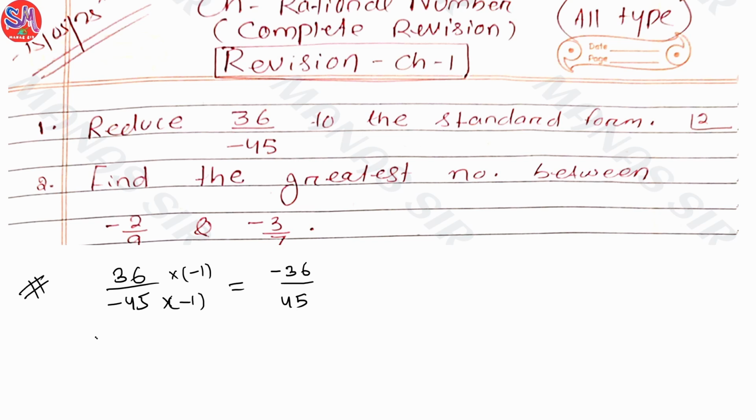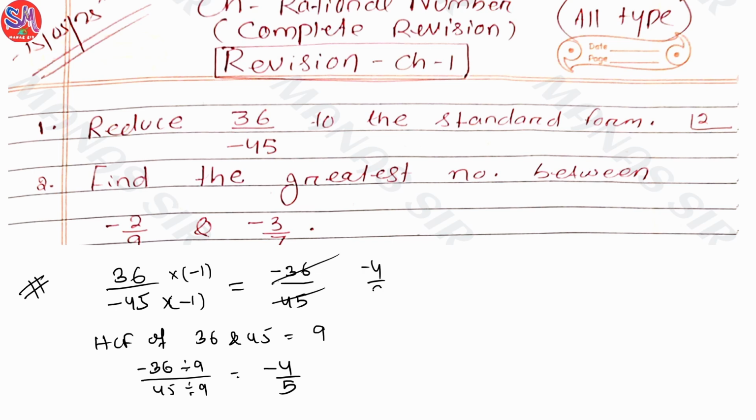Now find the HCF of 36 and 45. That is how much? That is 9. Now divide both sides by 9. That is minus 36 divided by 9, then 45 divided by 9. That is minus 4 divided by 5. Or you can directly solve: 9 4s are 36, 9 5s are 45. Okay. Now next question. Find the greatest number between these.